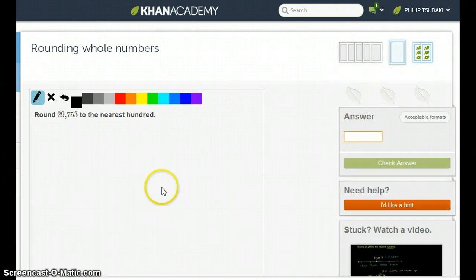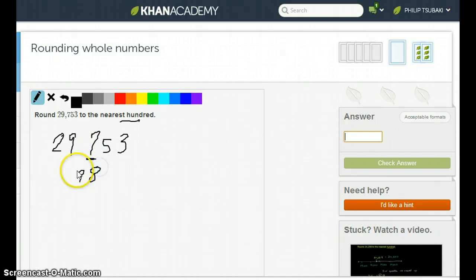Okay, the nearest hundred again. So first we write the number, 29,753. The nearest hundred. So the number we need to figure out if it's going to change or not is the 7. So it's either going to be 7 or 8. Let's look at the next number, which is a 5, to see if it's going to be 7 or 8. Well, 5 is 5 or higher, so that means it's going to be the bigger number, 8.